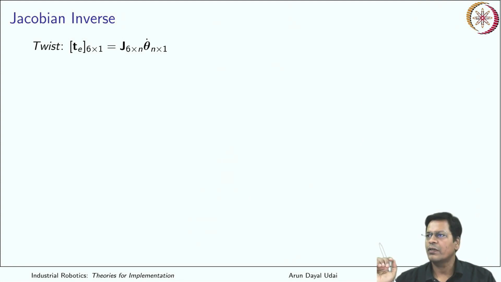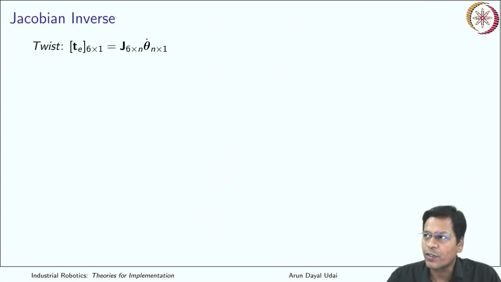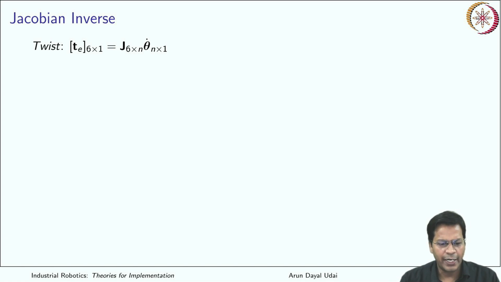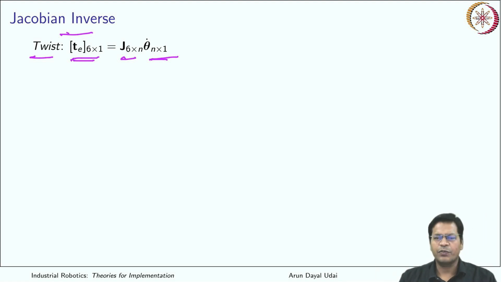Okay. Now the Jacobian inverse. Why is that required? You already have this in hand, the twist vector. That is nothing but a vector containing angular velocity and linear velocity, which is known as twist, equal to the Jacobian times the joint rates. If it is n degrees of freedom, the Jacobian is 6 cross n, and this is n cross 1. N degrees of freedom will have n joint variables, and this is always 6 cross 1, because at the end you have 6 variables only, 3 for position and 3 for rotation.